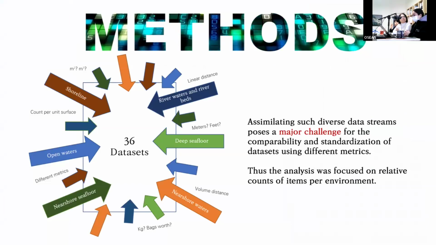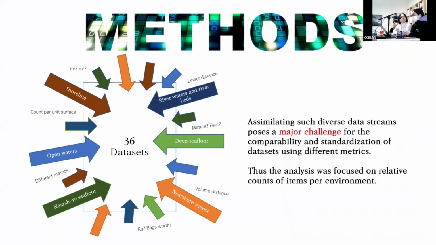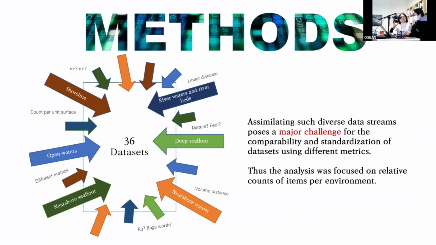Now we'll move to methods. For this study, 36 datasets providing counts of litter by item typology in river waters and riverbed, shoreline, nearshore waters, and near seafloor, open waters, and deep seafloor were included. Assimilating such diverse data streams poses a major threat for the comparability and standardization of datasets using different metrics such as counts per unit surface, volume, or linear distance, which could preclude absolute number comparison among environments or sometimes within environments. Thus, the researchers' analysis focuses on relative counts of items per environment, which is basically the proportion of total counts.